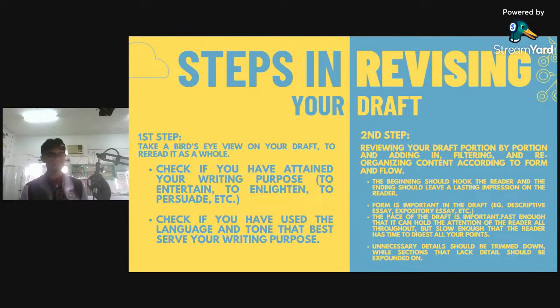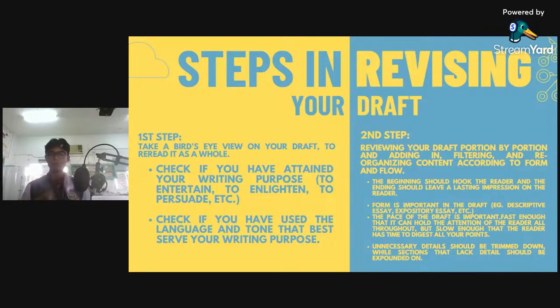So the second step is reviewing your draft portion by portion and adding in, filtering, and reorganizing content according to form and flow. The first step, right? We took a bird's eye view. We took it as a general process. Now in the second step, we might have to be a bit more precise. Reviewing your draft portion by portion and adding in, filtering, and reorganizing content basically means that we should try to finalize our draft. We should check if we have unnecessary details, right?